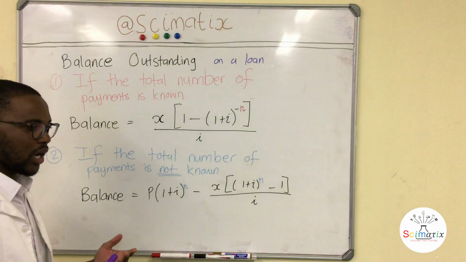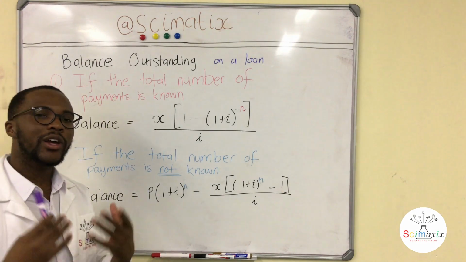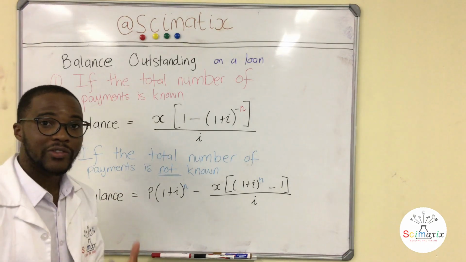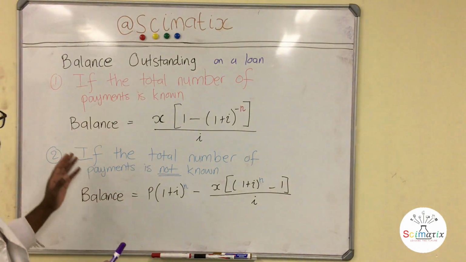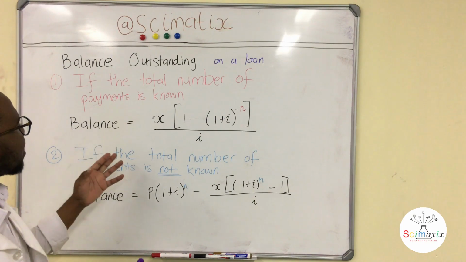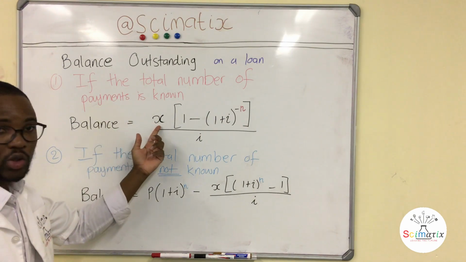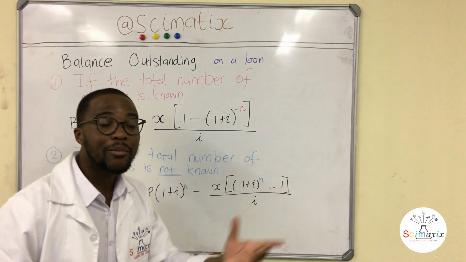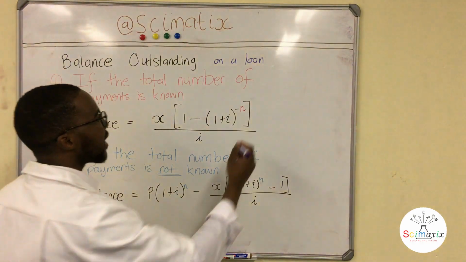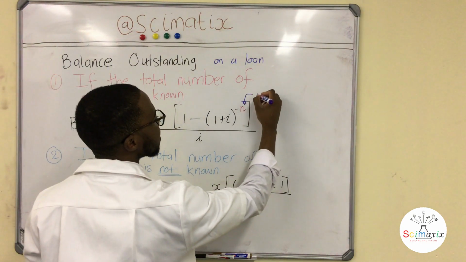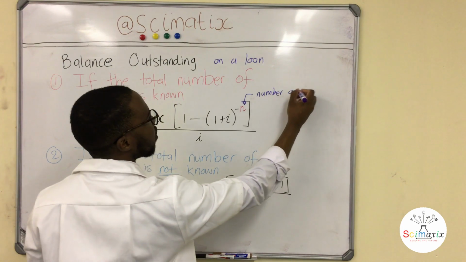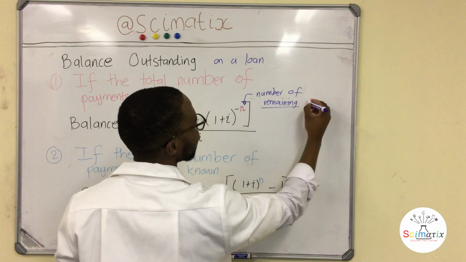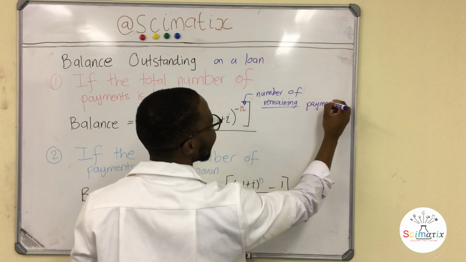All right. So how do you decide how to calculate that? First of all, you look at the information that you're given. If you're given the total number of payments, so if that is known, all you need to do is to find the balance. If you have the installments that you pay and you have the interest rate, all you need to do is to plug in the number of remaining payments. So this n over here represents the number of remaining payments. Remaining is the keyword.